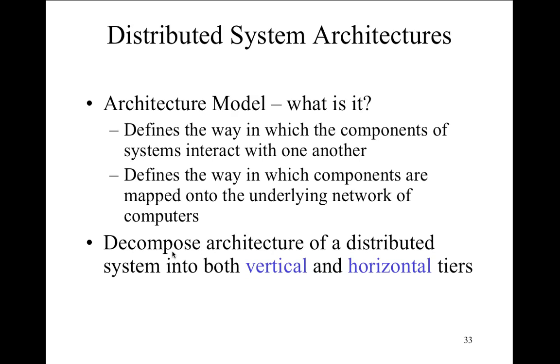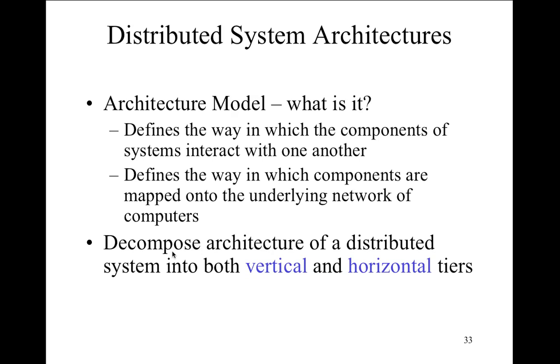So in terms of the architectural model, what is it? It defines the way in which the components and the systems interact with each other. That's a really nice definition of what an architectural model actually is. And also the way the components are mapped onto their underlying network or their computers. It's sometimes referred to as the glue that's holding them together. So as an example, if I were to say we're building a network on a middleware platform using RMI, remote method invocation, which is what we're going to be doing later in the course, then RMI would be the architectural model. In that particular case, we would be referring to the middleware platform that's holding all those pieces together in terms of their connectivity.